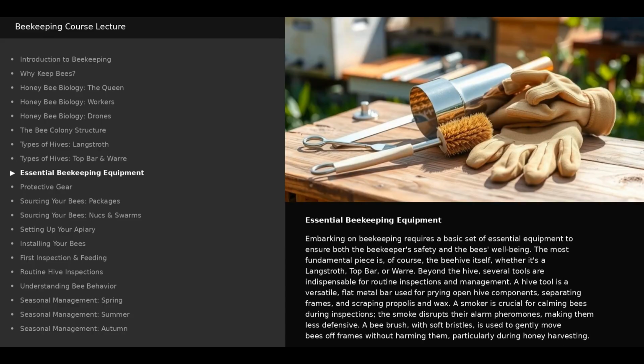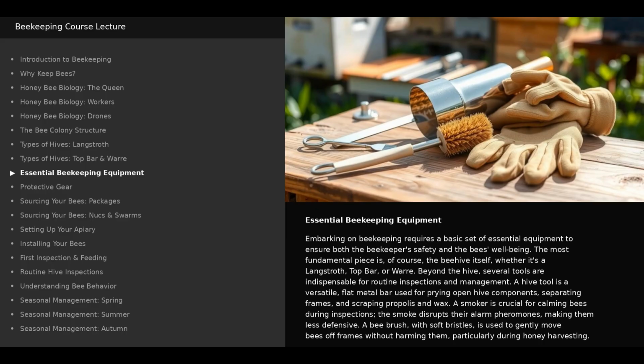Essential beekeeping equipment. Embarking on beekeeping requires a basic set of essential equipment to ensure both the beekeeper's safety and the bees' well-being. The most fundamental piece is, of course, the beehive itself, whether it's a Langstroth, top bar, or Warré. Beyond the hive, several tools are indispensable for routine inspections and management.